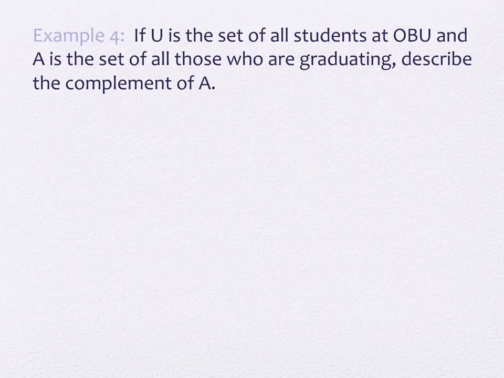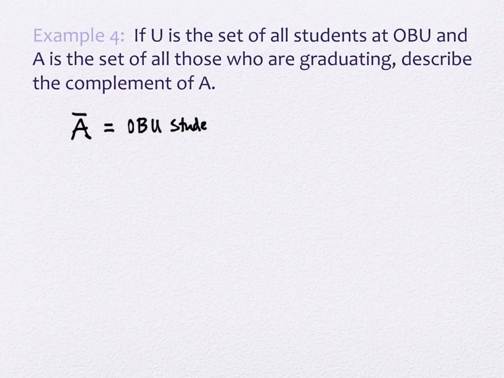So we're going to take a look at a different one, very similar. U is the set of all students at OBU, and A is the set of the students who are graduating. This one simply asks us to describe what the complement would be. Notationally, complement, as we did last time, has this line on top of it. So how would we describe the complement of this particular set? All the students, these are our OBU students, who are not graduating.